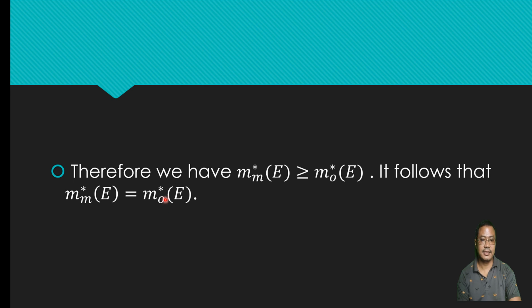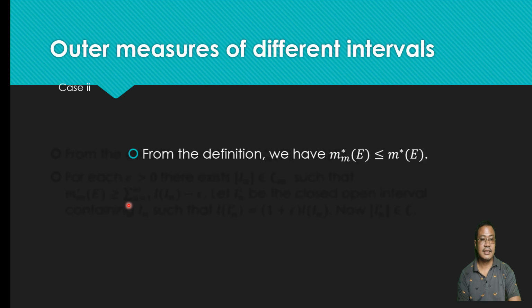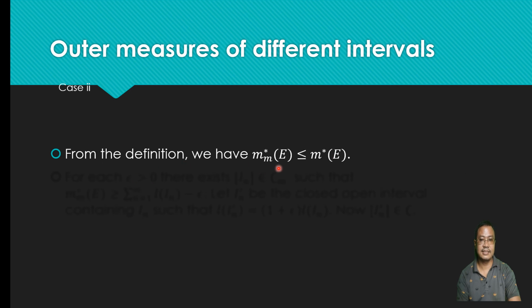So the outer measure derived from the open interval is exactly equal to the outer measure derived from the mixed interval. Okay, so the first result we are able to prove. Next, case number 2. From the definition we have again, this will be less than this one also, the original definition.